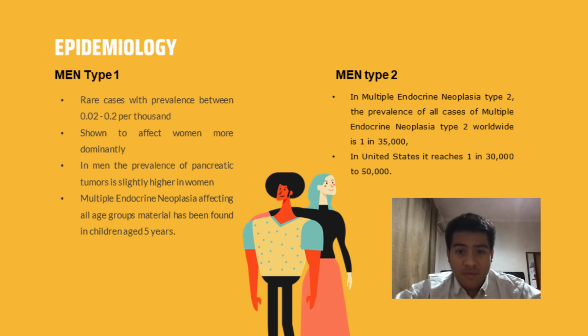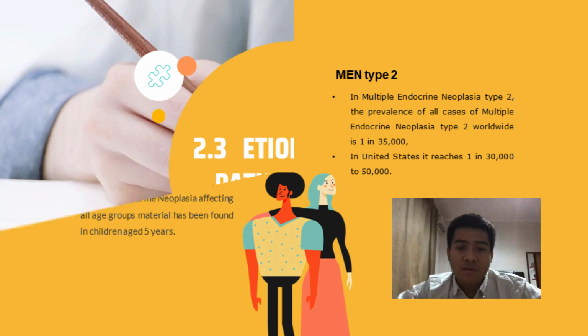In men, the prevalence of pancreatic tumor is slightly higher in women, whereas thymus tumors are only found in men. Multiple endocrine neoplasia affecting all age group material has been found in children aged 5 years old. In multiple endocrine neoplasia type 2, the prevalence of all cases of multiple endocrine neoplasia type 2 worldwide is 1 in 35,000, while in United States it reached 1 in 30,000 to 50,000. That's all about the epidemiology of multiple endocrine neoplasia. Thank you.